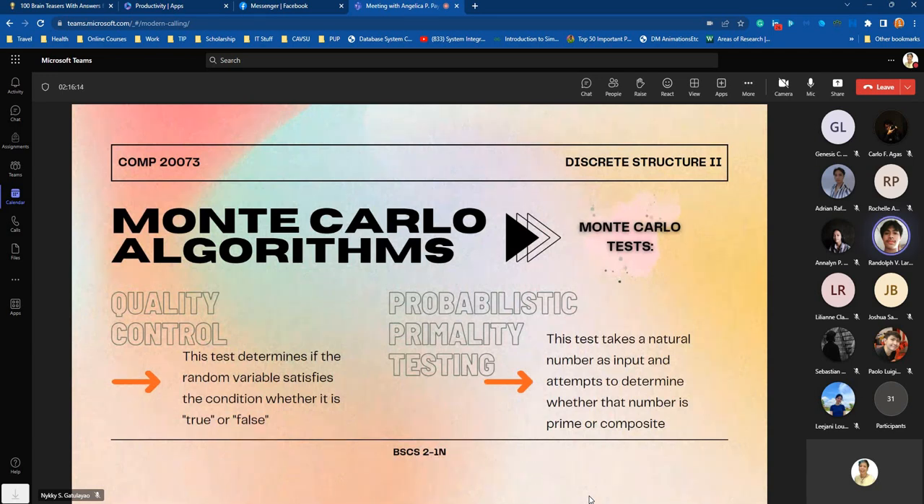So here are the popular tests of Monte Carlo: quality control and probabilistic primality testing. Quality control: this test determines if the random variable satisfies the condition, whether it is true or false. Probabilistic primality testing: this test takes a natural number as input and attempts to determine whether that number is prime or composite. Next slide.